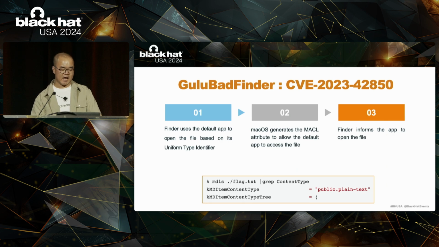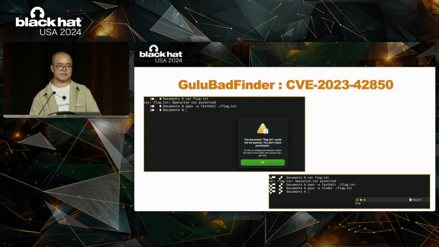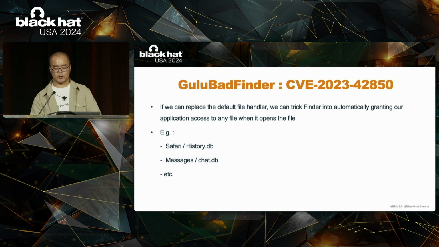Finder uses the default app to open the file based on its uniform type identifier, and macOS generates the macAL attribute to allow the default app to access a file. After this, Finder informs the app to open the file. For example, if we execute open -a TextEdit flag.txt, we will get an error. But if we execute open -a Finder flag.txt, TextEdit can open the file. So if we can replace the default file handler, we can trick Finder into automatically granting our application access to any file when it opens the file.